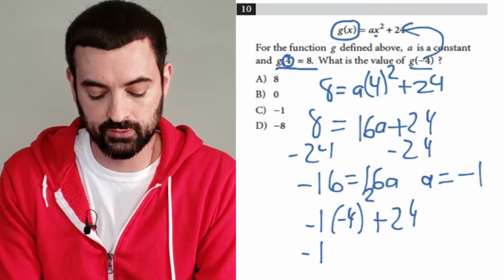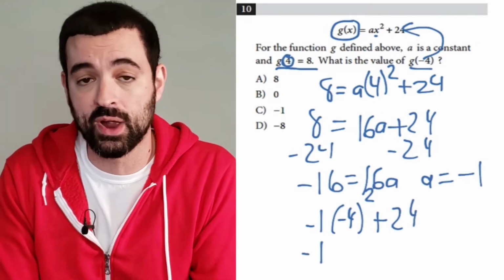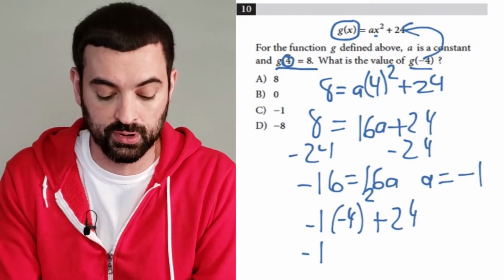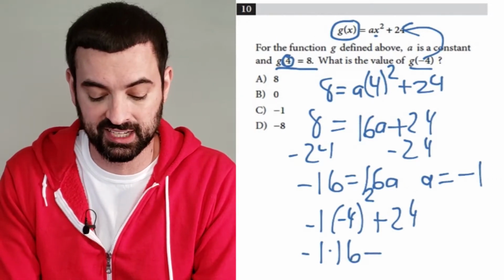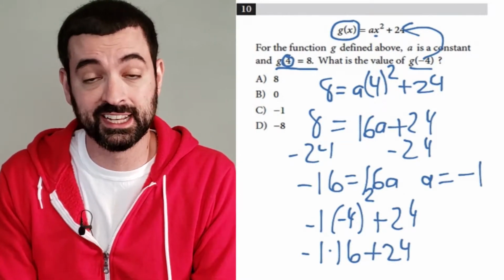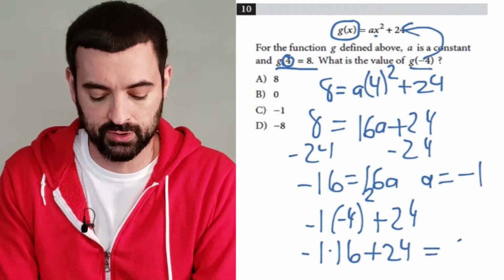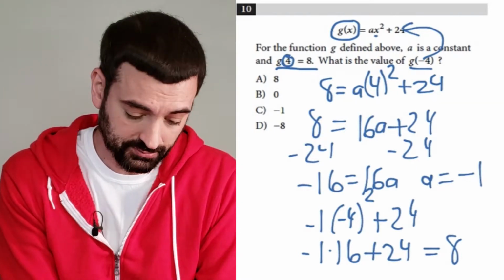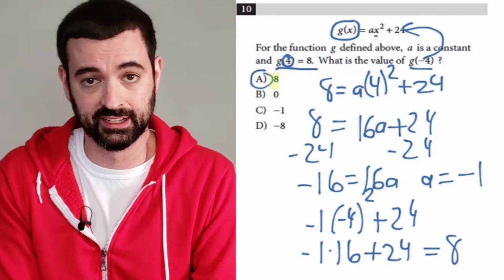This is negative 1 times, let's see, negative 4 squared, that's negative 4 times negative 4. That's positive 16 plus 24. Negative 1 times 16 is negative 16 plus 24 is just 8. So A is your answer.